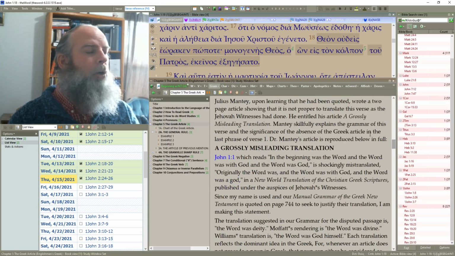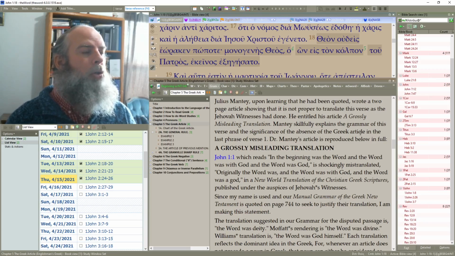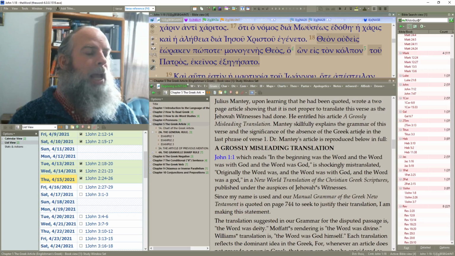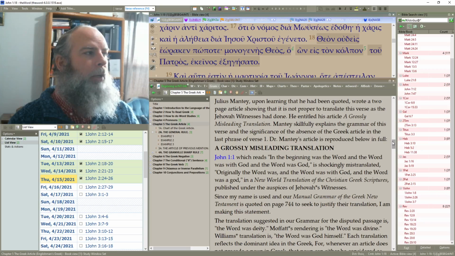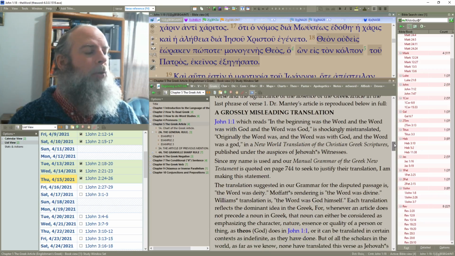Julius Mantey, upon learning that he had been quoted, wrote a two-page article showing that it is not proper to translate this verse as the Jehovah's Witnesses had done. He entitled his article "A Grossly Misleading Translation." Mantey skillfully explains the grammar of this verse and the significance of the absence of the Greek article in the last phrase of verse 1. Dr. Mantey's article is reproduced in full, so let's go ahead and read through that.